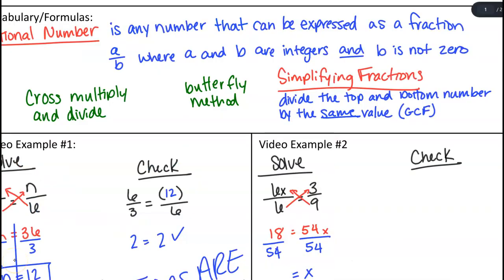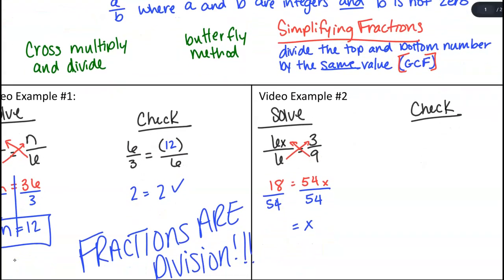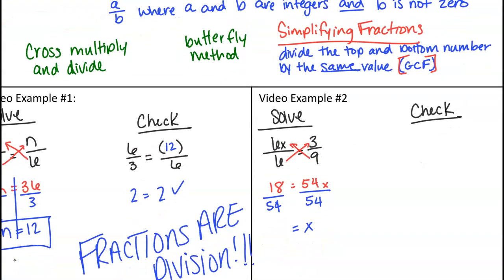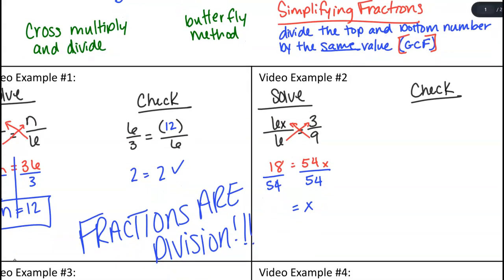To simplify fractions, we need to divide both the top and the bottom by the same value. And generally that value is going to be the GCF, or the greatest common factor. So in other words, the biggest number that can divide easily into both, or divide evenly into both values.